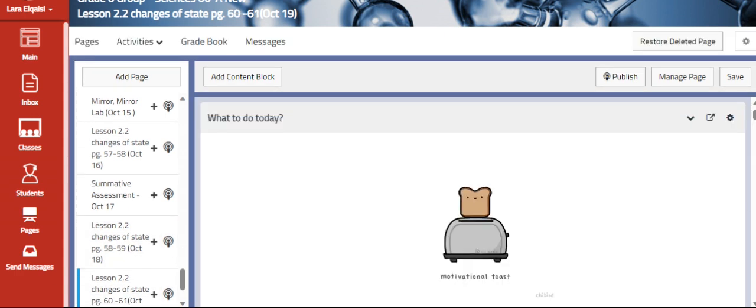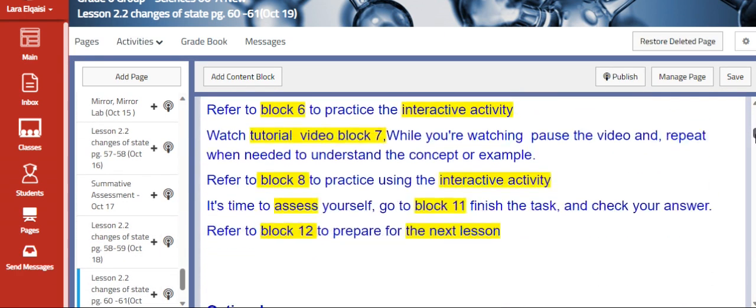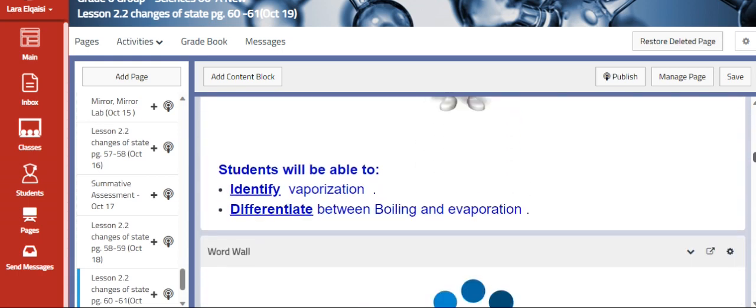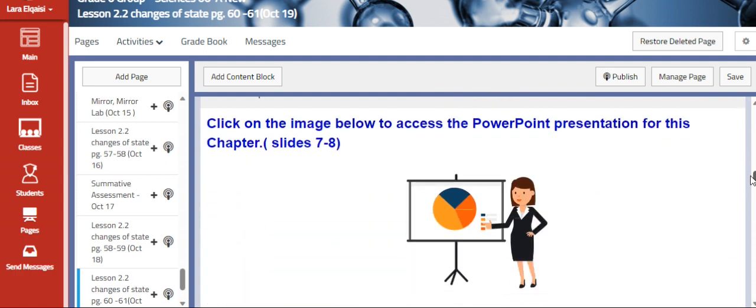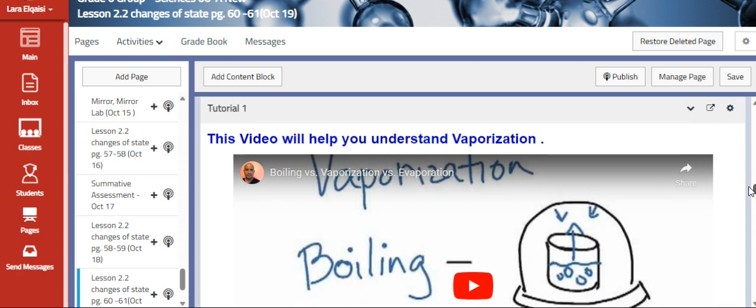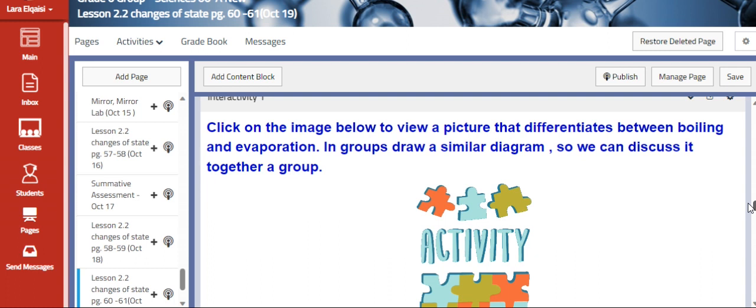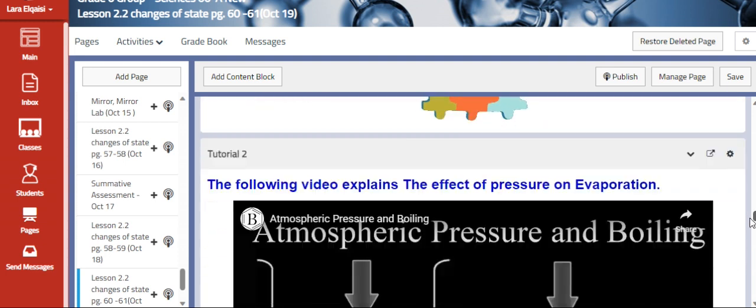As for Thursday, we're going to continue lesson 2.2 and talk about vaporization, and we are going to differentiate between boiling and evaporation. We are going to watch a video to understand what is vaporization, and we are going to have an activity where we draw a small diagram to discuss the differences between boiling and evaporation.